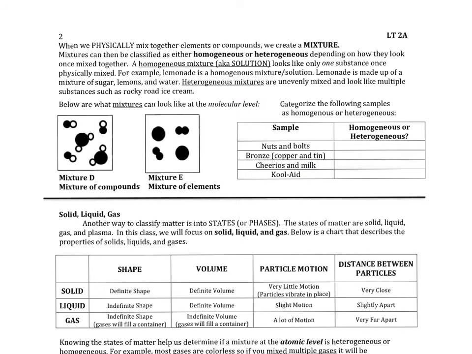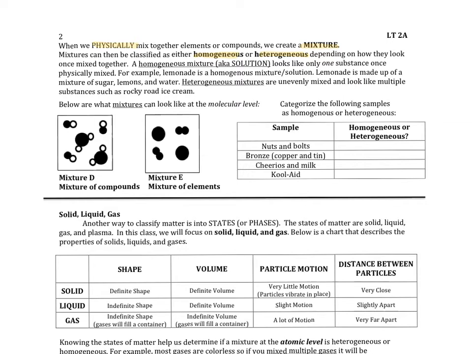So next, we're going to talk about mixtures. And mixtures contain different things that are physically mixed together. So this is different from when we talked about compounds, because those are different elements bonded together, but this is physically mixed together. And they can be classified in two different ways.